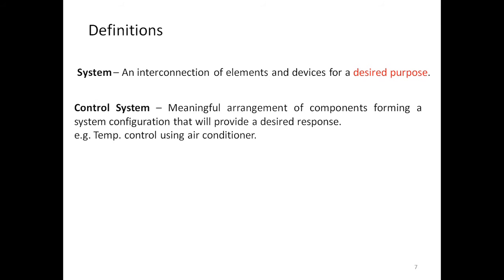Then we will move on to basic definitions of different terminologies in control system. So first is, what is a system? We can say an interconnection of elements and devices for a desired purpose is nothing but a system. Then what is a control system? Meaningful arrangement of components forming a system configuration that will provide a desired response. For example, if we want to control the temperature of a room using an air conditioner.